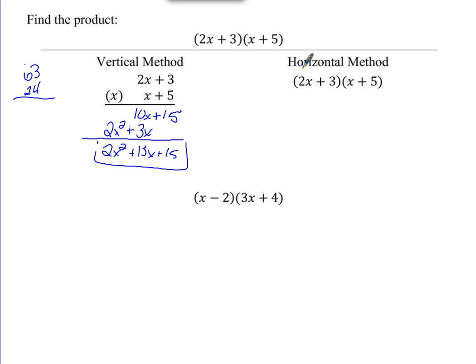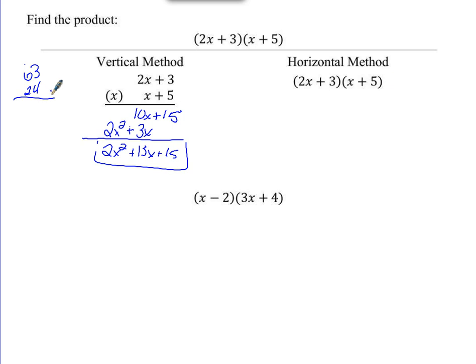The horizontal method is a little bit different. Notice that each time we took each term and multiplied it by both terms in the other problem. So here we need to take this term and multiply it by this one and this one. And we need to take this term and multiply it by this one and this one. Just like we did over here.